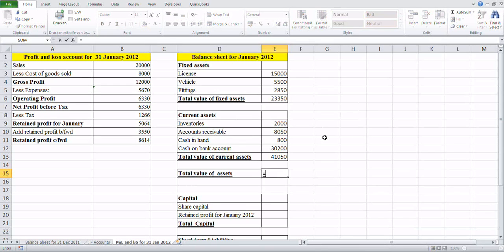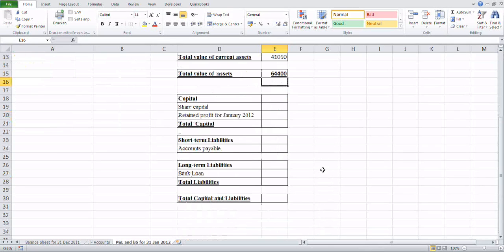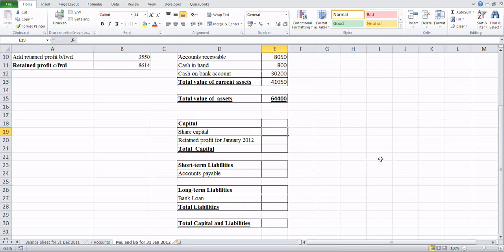41,050. And now we can already add up the total value of fixed assets and the total value of the current assets. You can see that's 64,400. We can check if we've done everything right, because it needs to be the same amount right here. So let's check if that is actually the case.